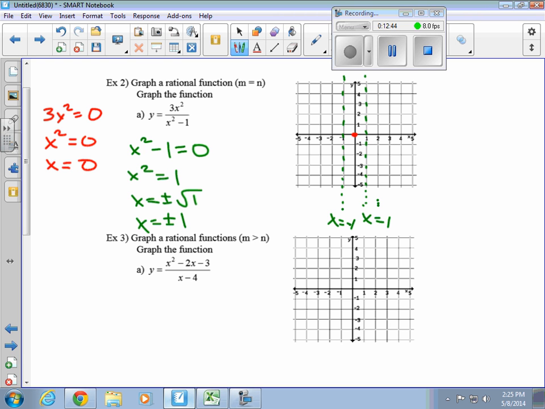Now, notice the degrees here. What's the degree in the numerator? 2. What's the degree in the denominator? 2. They're the same. What does that mean?